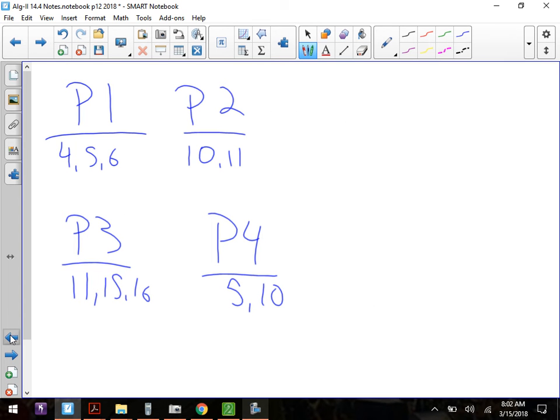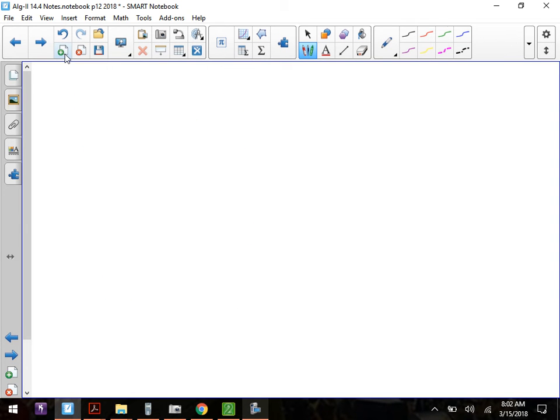Okay, and then the last page, numbers 5 and 10. 5. Oh, I love it. 5 is great. You know why I wanted to put this one on here? Because I wanted to show you something new.